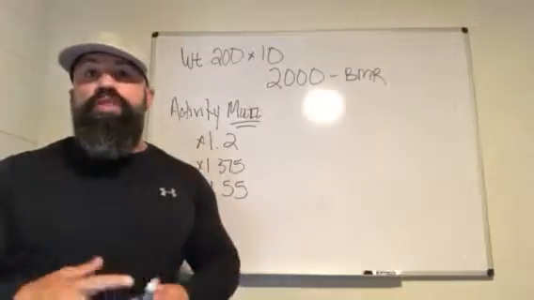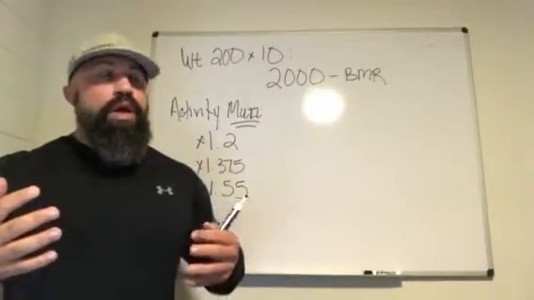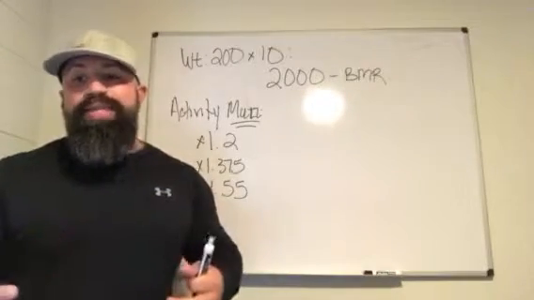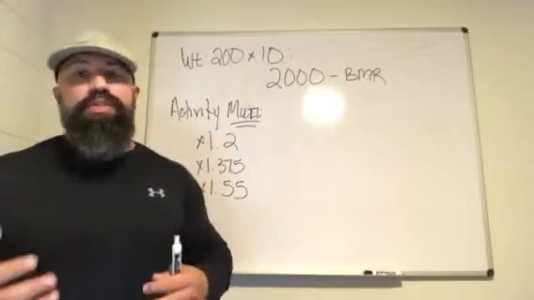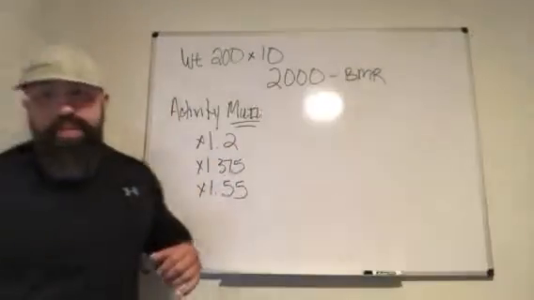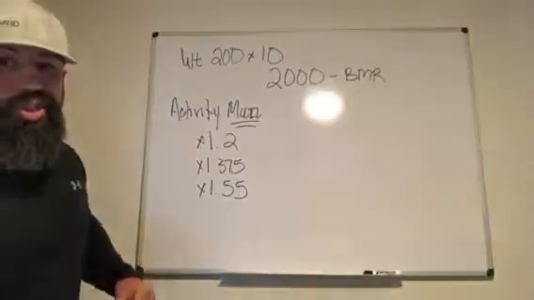Active individuals that are probably working out five to seven days a week, high intensity, about 80% of our heart rate, for about an hour and a half a day. This would probably be your next level person. That's going to be 1.725.